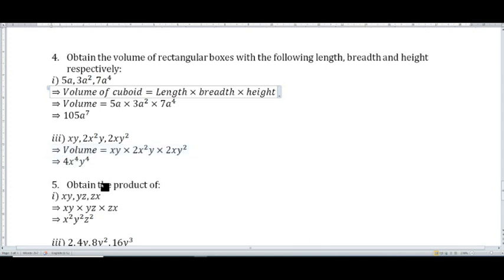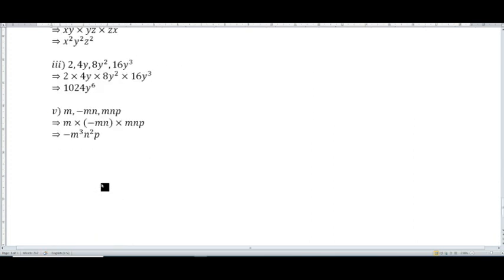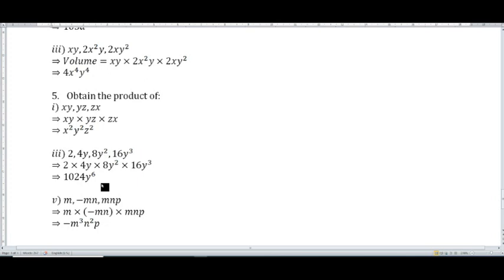So in question number 5, we see that obtain the product of. Product means multiplication, as we have said. Here xy, yz, and zx, we have to multiply it all together. xy into yz into zx. How many x are there? x here is there, another x is here, so x squared, and y here, another y here, so y squared, and z also is occurring 2 times, so z squared. x squared y squared z squared will be the answer.